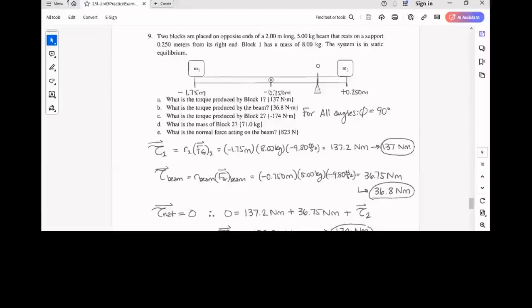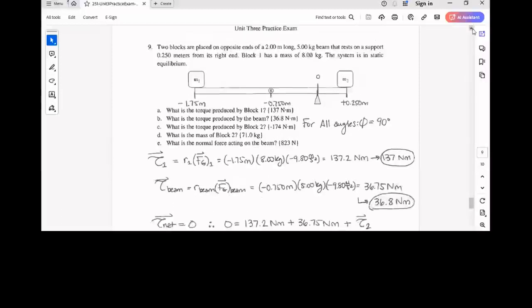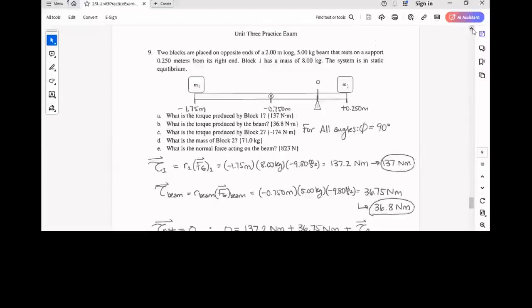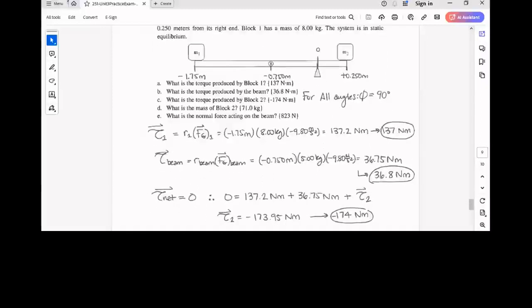Number 9: two blocks are placed on opposite ends of a 2.00 meter long, 5.00 kilogram beam that rests on a support 0.25 meters from its right end. Block 1 has a mass of 8 kilograms and the system is in static equilibrium. So this is a net torque problem, and the fact that our system is in static equilibrium tells us that the net torque is going to be equal to 0.